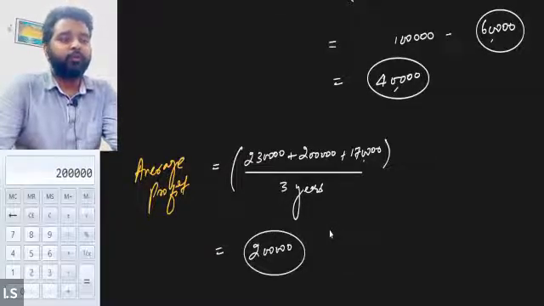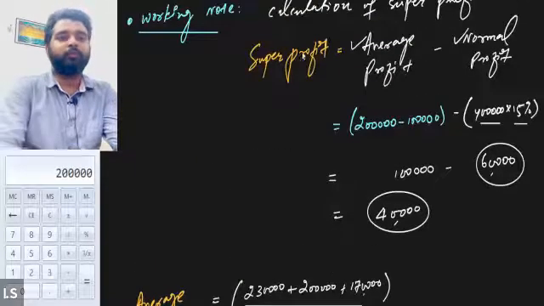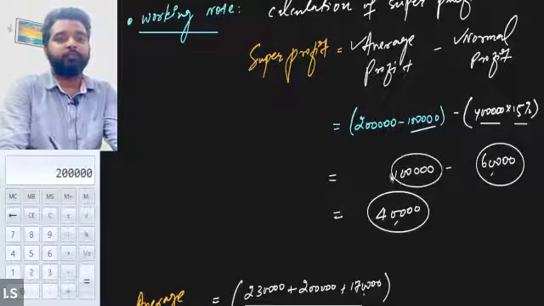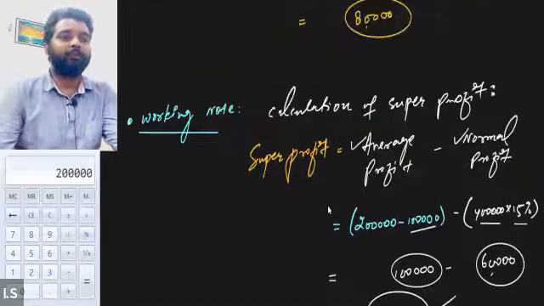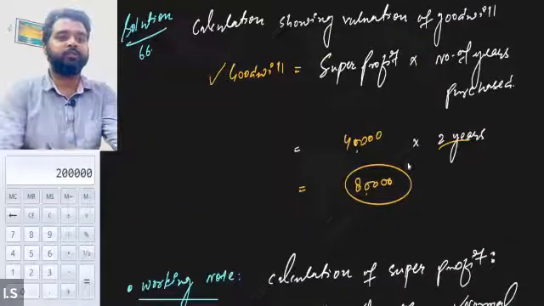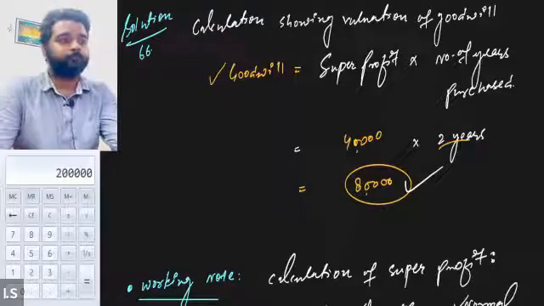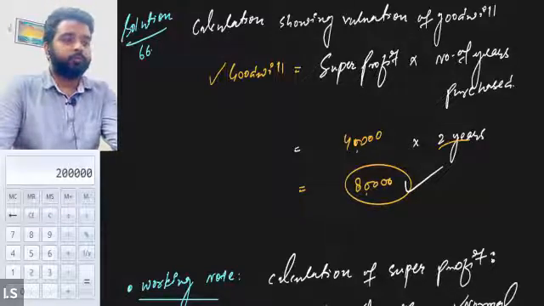So in order to find out the correct average profit, we have to deduct the remuneration, 1 lakh. So 2 lakh of the average profit minus the remuneration, we will get the average profit as 1 lakh. Out of 1 lakh, we have subtracted 60,000 to get the super profit as 40,000. Now multiplying it with the 2 years purchase, we will get the value of the goodwill as 80,000. Any doubts, anyone? No, sir. No doubts. All right.